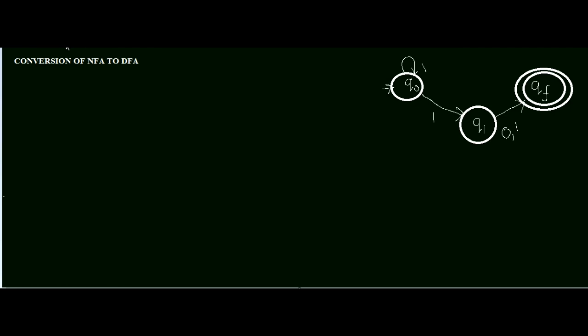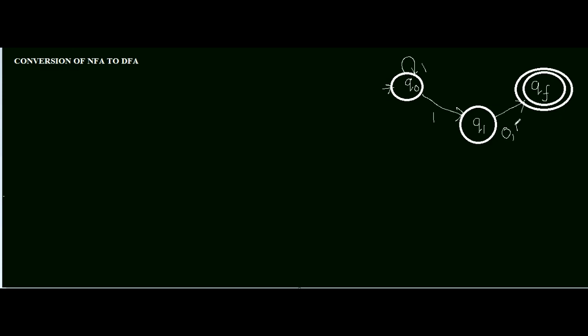In this lecture, we are going to discuss conversion of NFA to DFA. NFA can have 0, 1 or more than one move from a given state on a given input symbol, and NFA can also have null moves. But DFA has one and only one move from a given state on a given input symbol. We are going to convert this NFA to DFA. So this is the NFA which accepts the set of all strings whose second last symbol is 1.